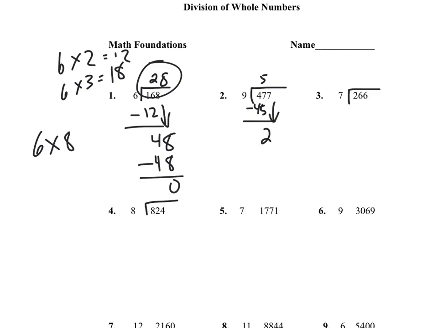Then I can bring this other 7 down. And then we look at our chart. And we say, oh, 9 times 3 is 27. And so we've got 53. 477 divided by 9 is 53.